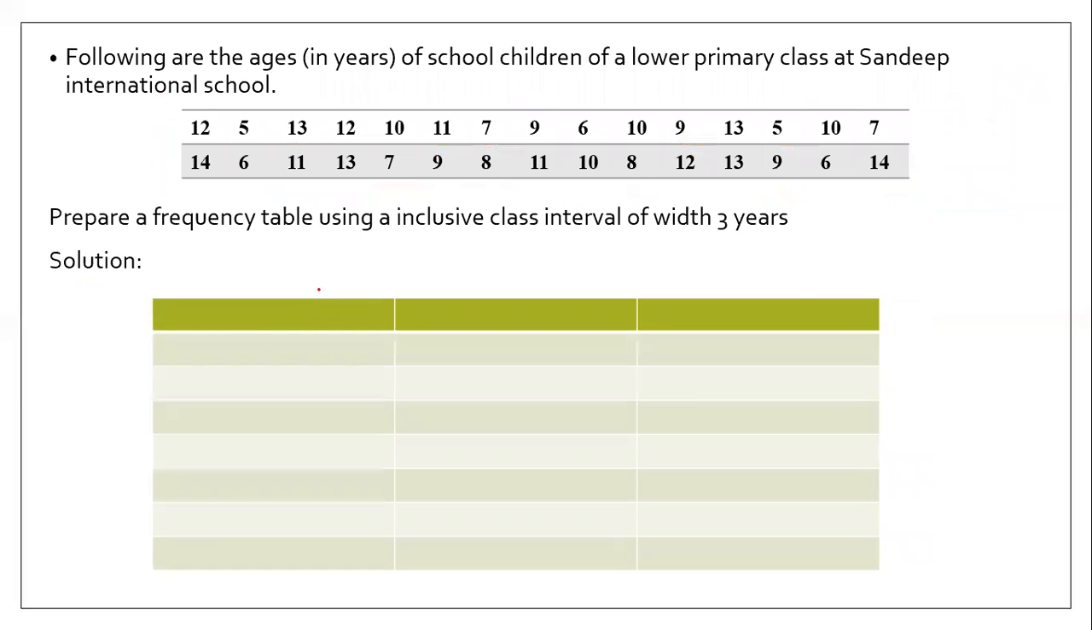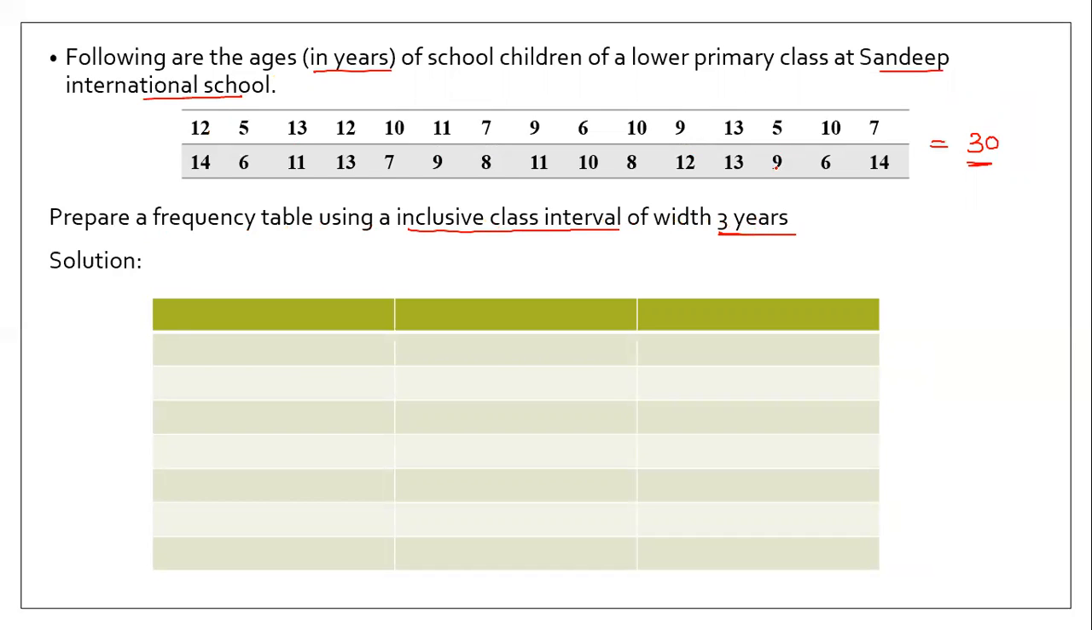ನೆಕ್ಸ್ಟ್ ಪ್ರಾಬ್ಲಮ್. Following are the ages, in years, of school children of a lower primary school at Sandeep International School. They have given us the data. So how many values are there here? 2, 4, 6, 8, 10, 12, 14, 16, 18, 20, 22, 24, 26, 28, 30. So we have total of 30 data, 30 values in there. Okay, so prepare a frequency table using inclusive class interval with a width 3 years. ಅಂದ್ರೆ ಸೈಜ್ ಎಷ್ಟು ಇರಬೇಕು ಆ ಇನ್ಕ್ಲೂಸಿವ್ ಕ್ಲಾಸ್ ಇದ್ದು 3 years ಇರಬೇಕು.